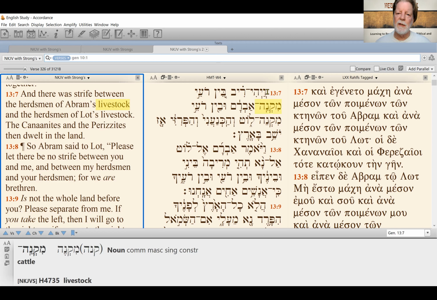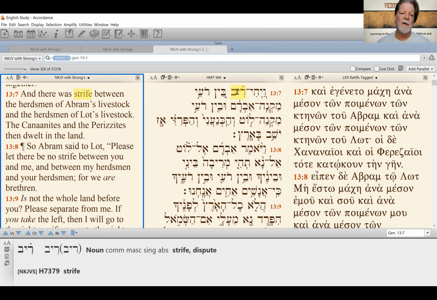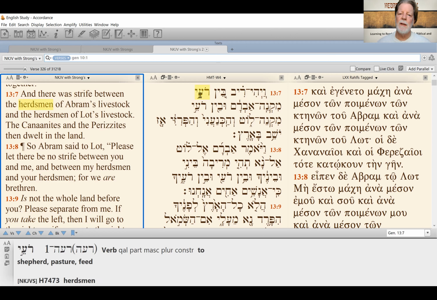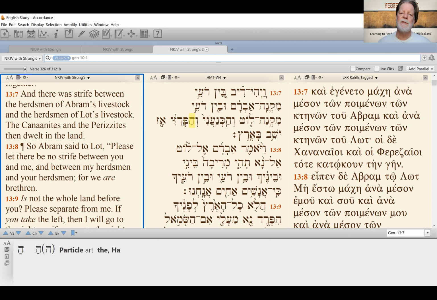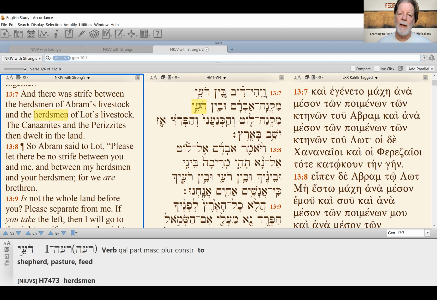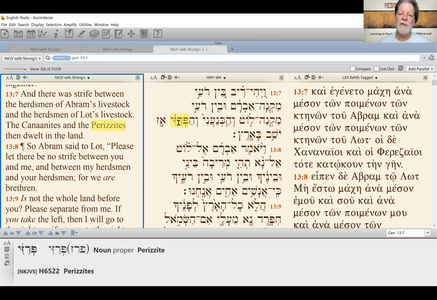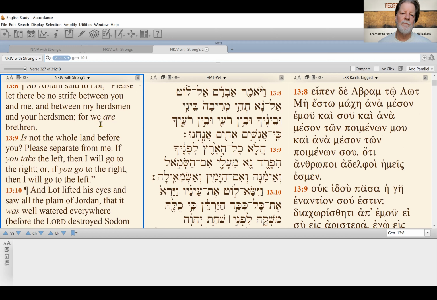So in Hebrew, vayehi riv is a conflict or a strife. So vayehi riv ben roei, a roeh is a shepherd. So the roei, plural, of the mikneh Avram, uvein roei mikneh Lot, vehaKenaani vehaPerizi az yoshev baaretz. So there was a strife, riv, between the shepherds of Avram and Lot. And so the Canaanites and the Perizzites were in the land. Verse 8.